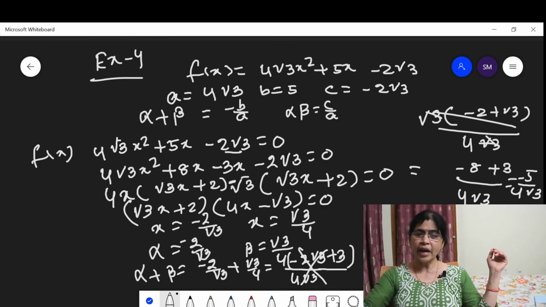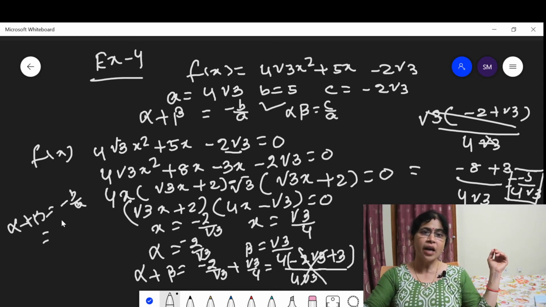Here we get alpha plus beta is minus 5 upon 4 root 3, and by applying the formula alpha plus beta is minus b upon a, we get alpha plus beta is equal to minus b upon a. Here b is equal to minus 5 upon 4 root 3. Look at here, this is equal to this, hence verified the first formula, alpha plus beta.